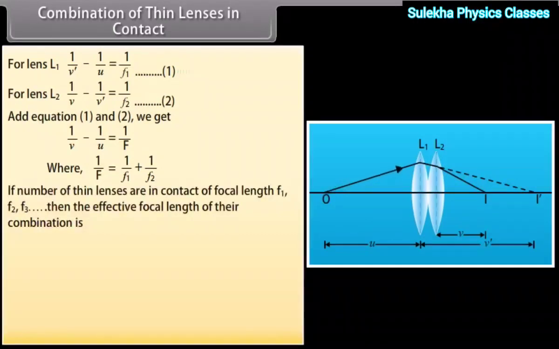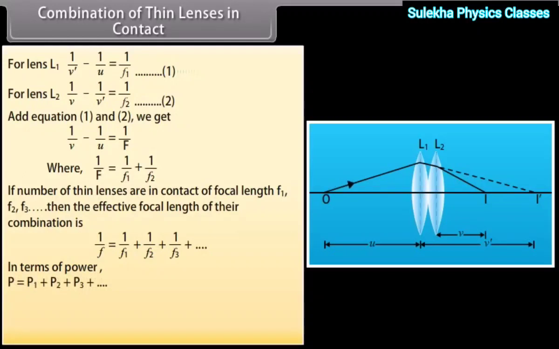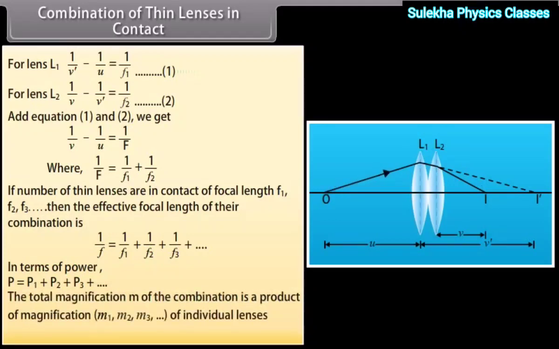If a number of thin lenses are in contact with focal lengths f1, f2, f3, then the effective focal length of their combination is 1/f is equal to 1/f1 plus 1/f2 plus 1/f3 and so on. In terms of power, P is equal to P1 plus P2 plus P3 and so on. The total magnification m of the combination is a product of magnifications m1, m2, m3 and so on of the individual lenses. m is equal to m1 times m2 times m3.